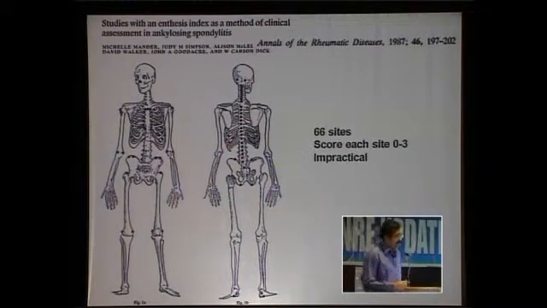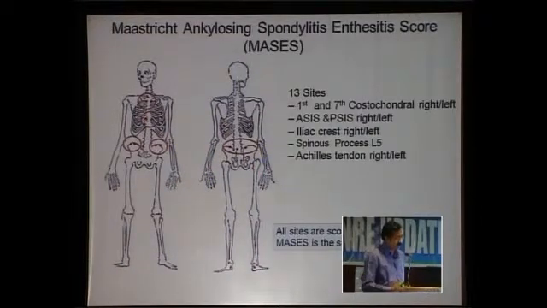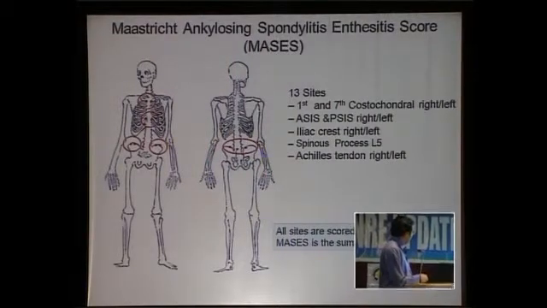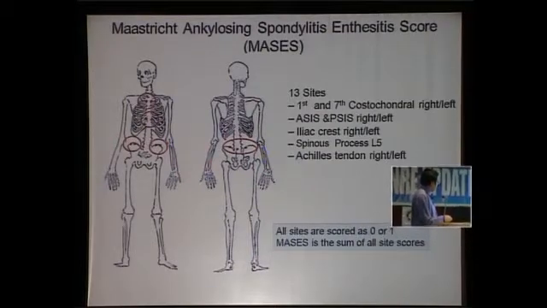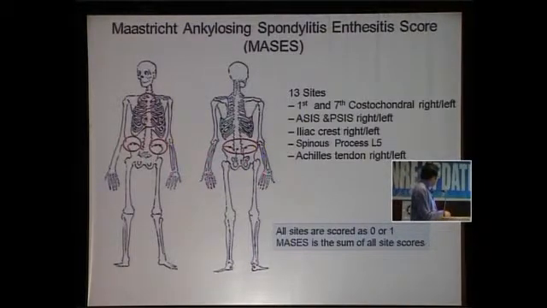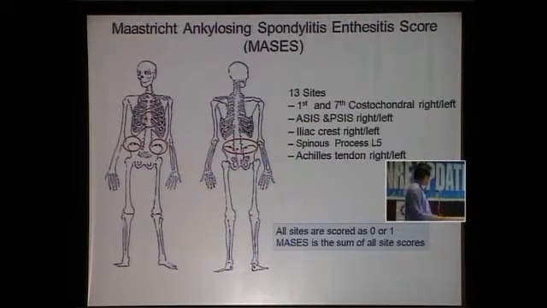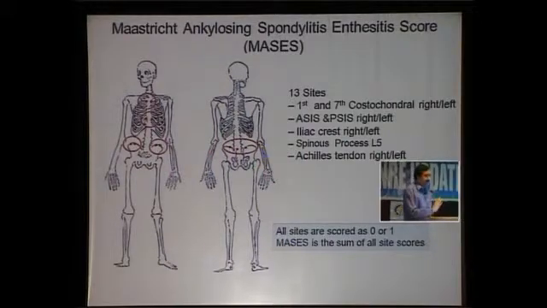This was the earliest enthesitis index, 1987. You can see the reference, 66 sites, each site scored 0 to 3. You can see a lot of enthesitis. But this is highly impractical, so people moved on to the Maastricht index, mSASSS. It assesses the costochondral junction, anterior superior iliac spine, posterior iliac spine, spinous process, and Achilles tendon right and left. Only 13 sites, very easy, plus or minus, and then get your score.